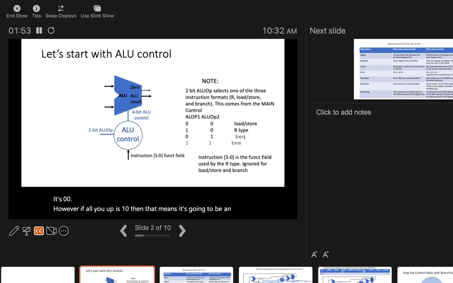However, if ALUOp is 1, 0, then that means it's going to be an R-type instruction, in which case the ALU control is going to see what is the value of the funct field. It's going to see what is the function code. If it is function code something like 100000, then that means it's an add instruction. If it is 000000, if I'm not wrong, it's a shift left logical instruction. Similarly, if it is 0, 1, then it is branch if equal. If it is 1, 1, then that means it's branch if not equal.